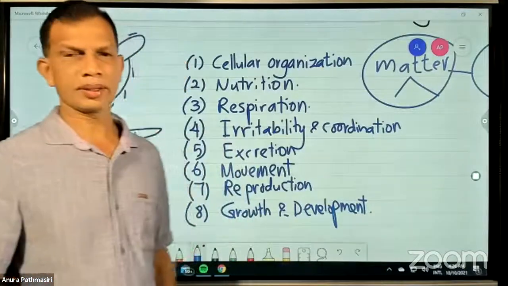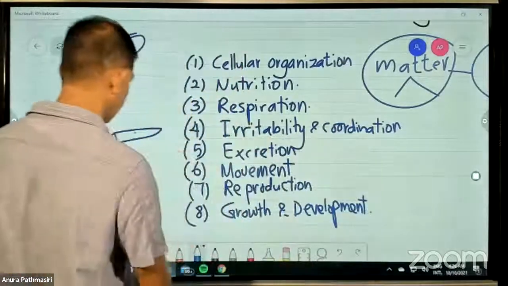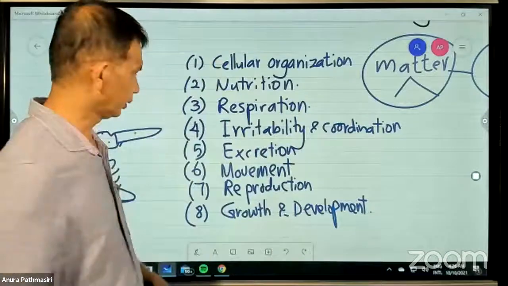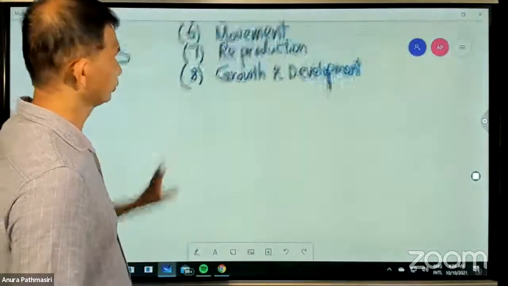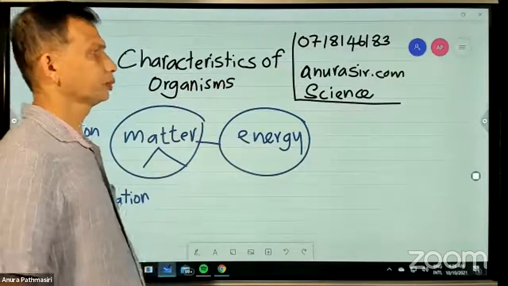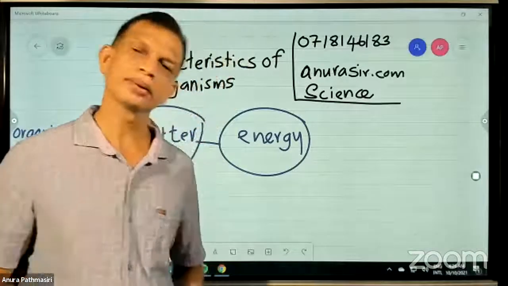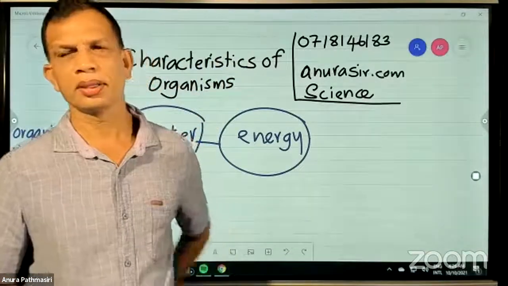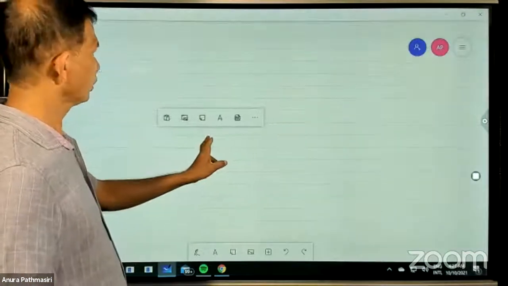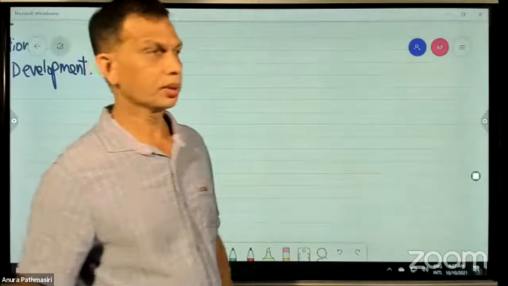Cellular organization. Now I'm going to consider cellular organization and make the question. Take your piece of paper and be ready to go. We are talking today about characteristics of organisms, grade 10, unit 8. Ready? Go. Question number 1.